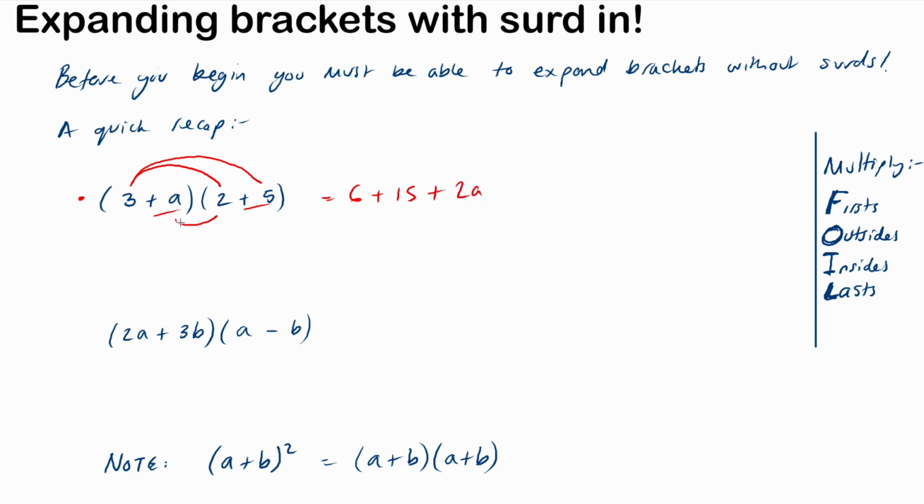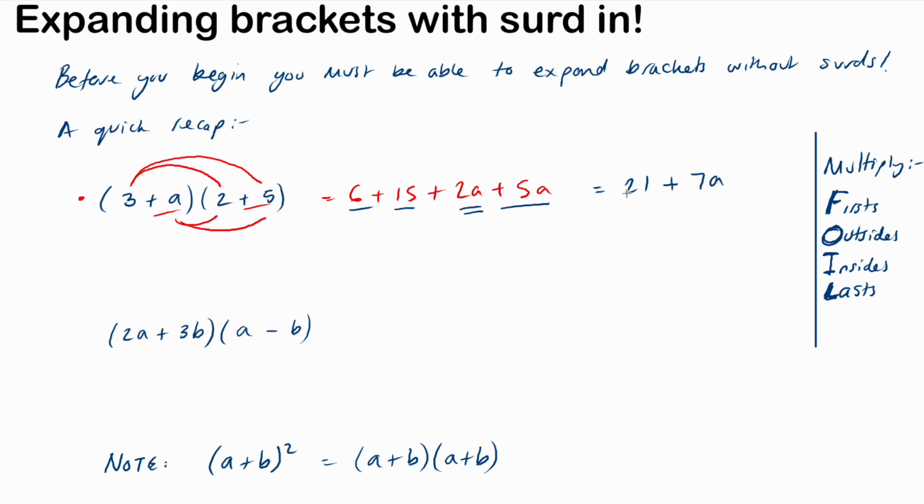And finally, I will do the last of each bracket, that is a positive times a positive, which is a positive. A times 5 is 5 lots of a. And then I would simplify this. So in this case, we have got 6 add 15, which is 21. And we've got 2 lots of a plus 5 lots of a, which is 7 lots of a.